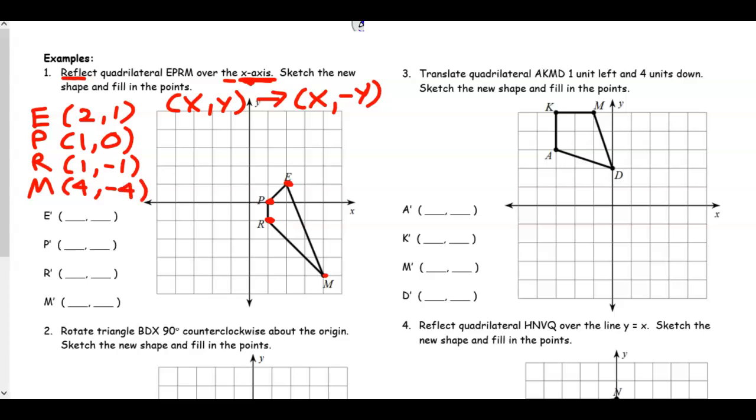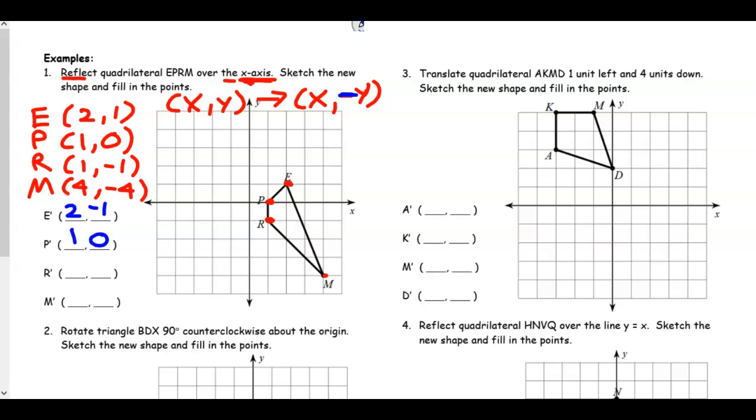Now, real quick, the rule is xy becomes x negative y. What's the only change here? The y has a negative. Now, that doesn't mean they're always negative. It means whatever it is, it changes. So positive becomes negative, and negative becomes positive. So let's start with E. 2 positive 1 is now going to become 2 negative 1. But why change the sign, right? Now, 1, 0, when you change the sign of 0, it's still 0. So 1, 0 is going to stay 0.